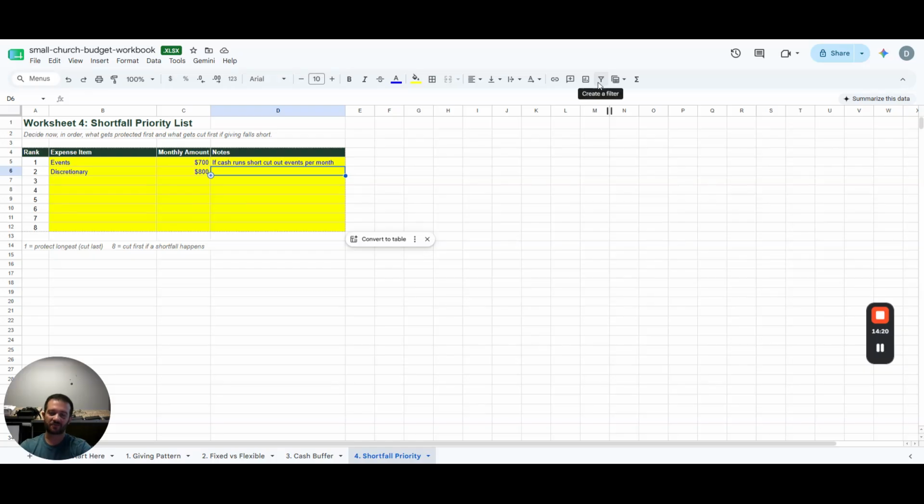So hopefully this helps. Hopefully this is an explanation for how to create a very simple budget, for how to plan ahead for things that may come up on you later, and how to structure the finances of your church to set you up for success. Hopefully this was helpful.